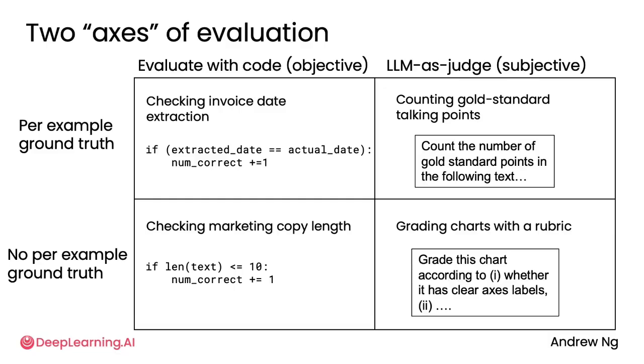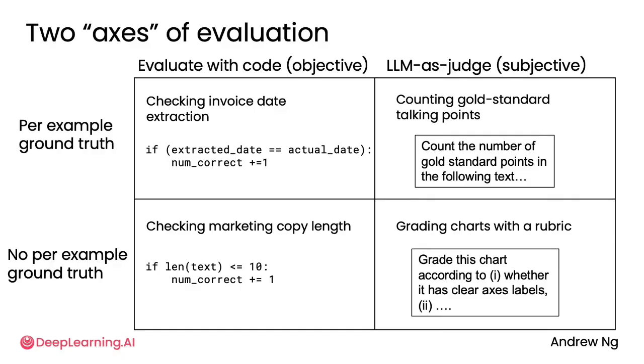And the last of the 4 quadrants would be LLM as a judge with no per example ground truth. And one place where we saw that was if you're grading charts with a rubric. This is when we were looking at visualizing the coffee machine sales. And if you ask it to grade a chart according to a rubric, such as whether it has clear axis labels and so on, there is the same rubric for every chart. And that would be using an LLM as a judge, but without a per example ground truth.